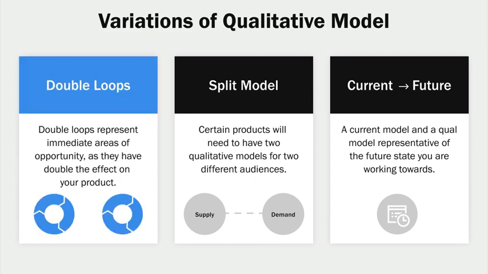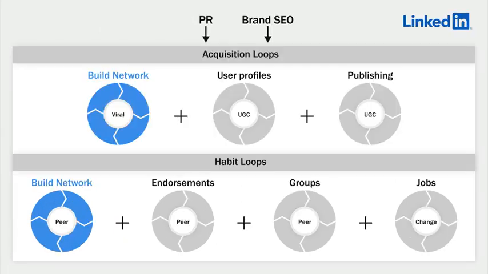The first one is about double loops. Sometimes when you build out these qualitative growth models, you'll find that you have the same loop in your acquisition layer as well as the habit layer. So in the LinkedIn free product example, we have the build your network viral loop, both as an acquisition loop and as a habit loop. We have this because if a user invites another user, that could end up being a retention loop if that receiving user is already on the LinkedIn platform, but also an acquisition mechanism if that user is not on the platform.